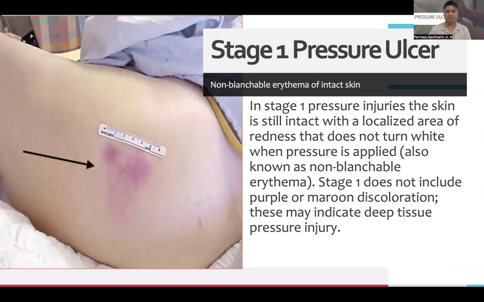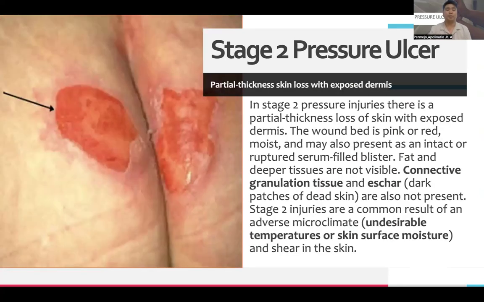In stage one pressure ulcer, it does not include purple or maroon discoloration, since this may indicate a deep tissue pressure injury. On the other hand, stage two pressure ulcer is an injury wherein there is an exposed partial thickness loss of skin with the dermis. The wound bed is pink, red, or moist. It may also present an intact or ruptured serum-filled blister. Fat and deeper tissue are not yet visible. Eschar and epibole may also not be present. Stage two pressure ulcers are a common result of an adverse microclimate and shear in your skin.